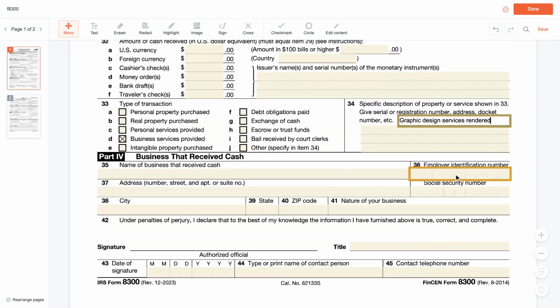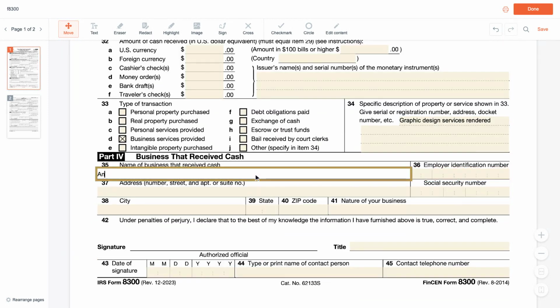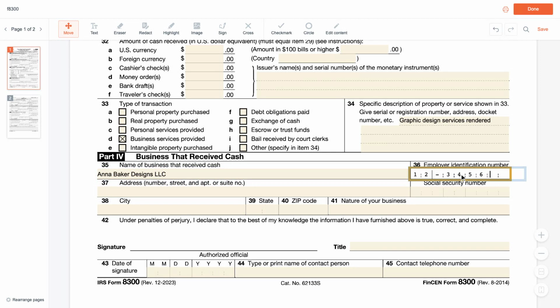Part 4 identifies your business, the one that received the cash. Enter your legal business name and employer identification number. You will also provide your business address and describe the nature of your business.